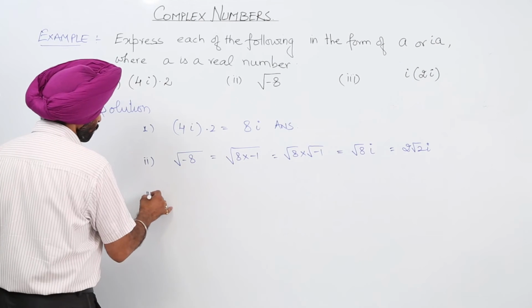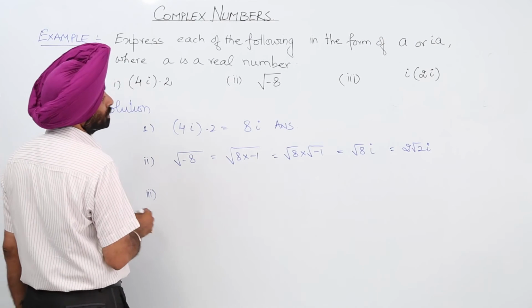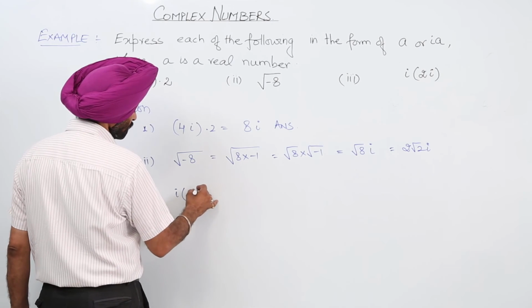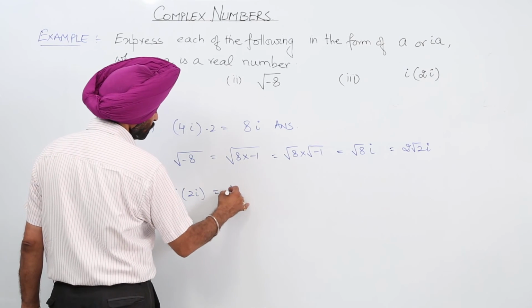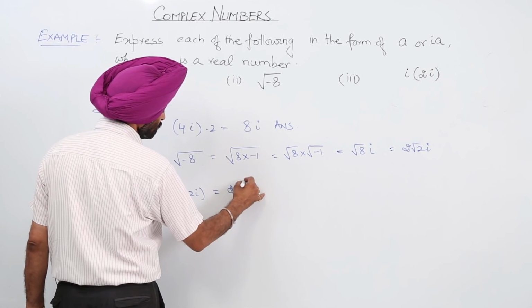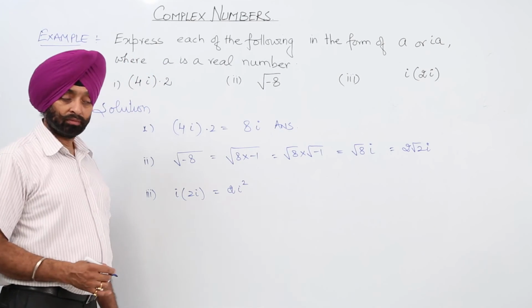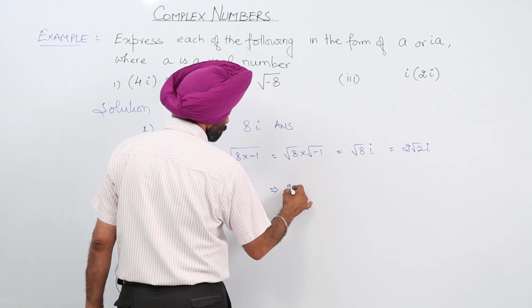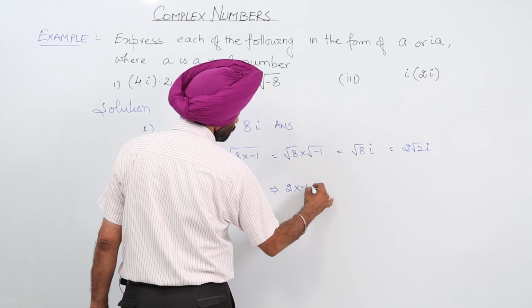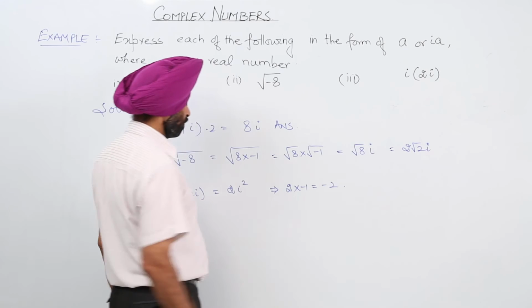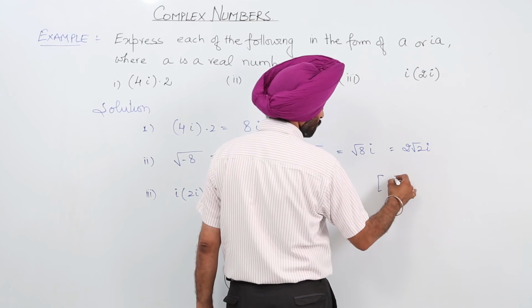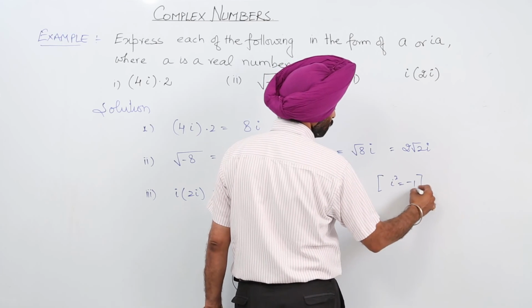Now, for the third part. What is the third part? Again a simple multiplication, iota times 2 iota. Now, this becomes 2 iota square. Is it clear? So, this implies 2 with negative of 1, this is negative of 2, because iota square is equal to negative of 1.